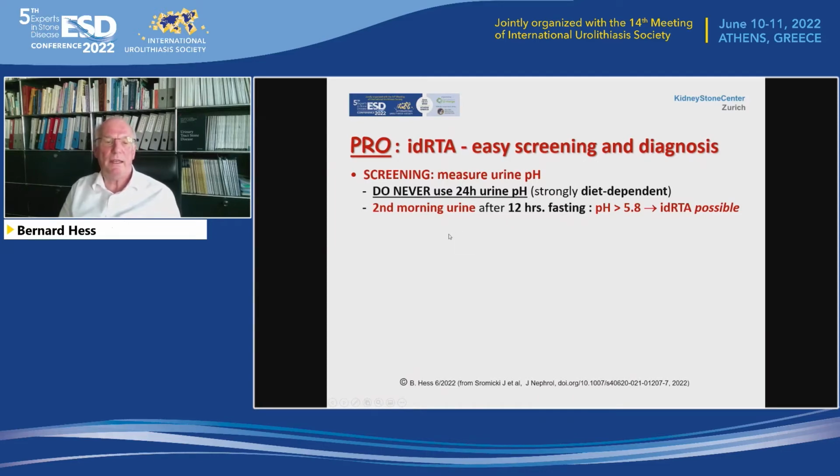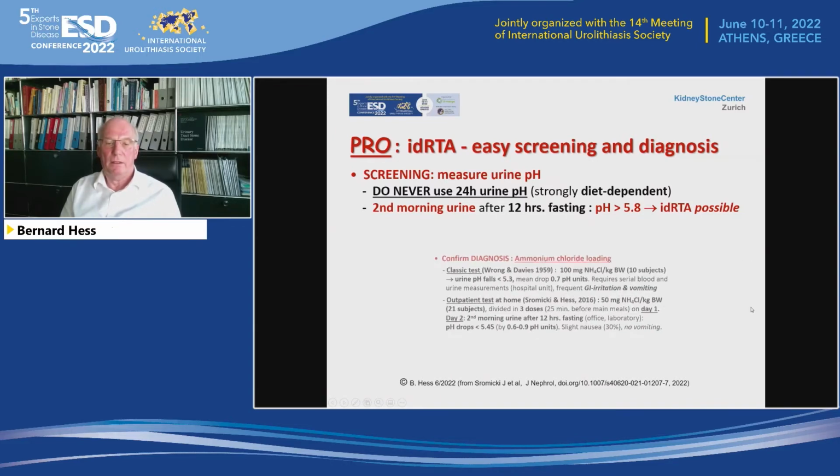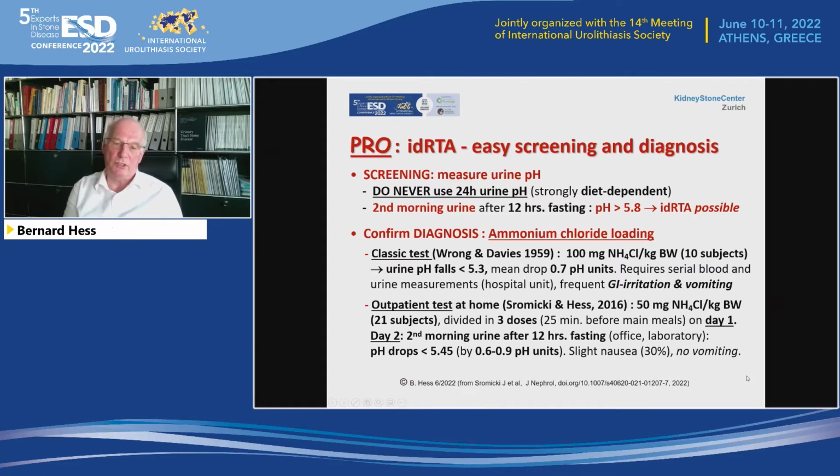What we usually do is take the second morning urine after 12 hours of fasting. If the pH is above 5.8, incomplete distal RTA is possible. To confirm the diagnosis, you need a challenge with ammonium chloride loading. The classic test by Wrong and Davis was obtained from 10 normal subjects who got 100 milligrams of ammonium chloride per kilogram body weight. If the urine pH fell below 5.3, that was a normal pattern. The average pH fall was about 0.7 pH units.